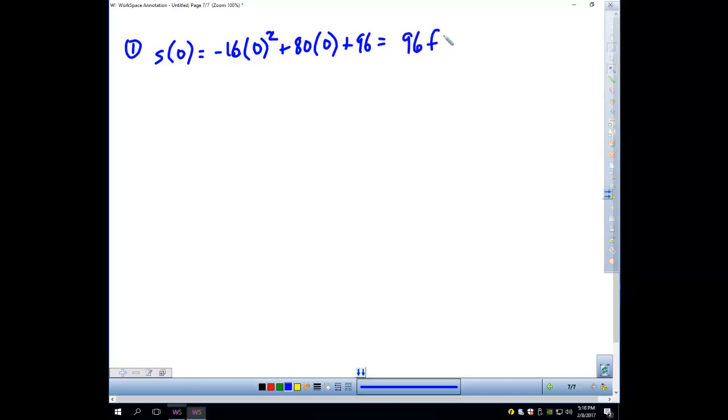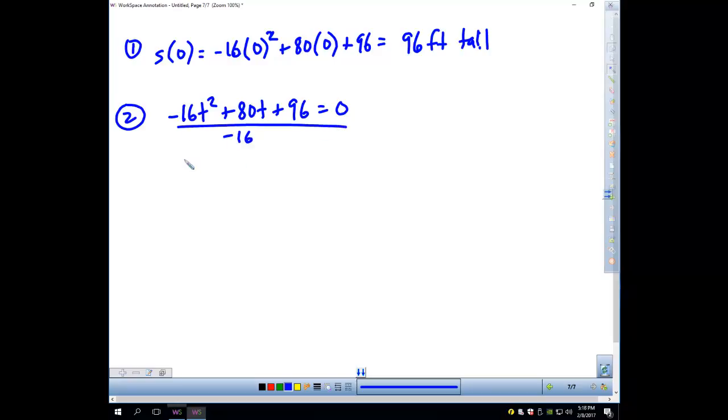We call that the initial position. If you want to jot that down somewhere in your notes, that's the initial position. The building is 96 feet tall. Question number 2: when does the ball hit the ground? We just did this problem with the diver idea. So we're going to set the position function equal to 0, and again we'll go through the algebra needed to get t by itself.